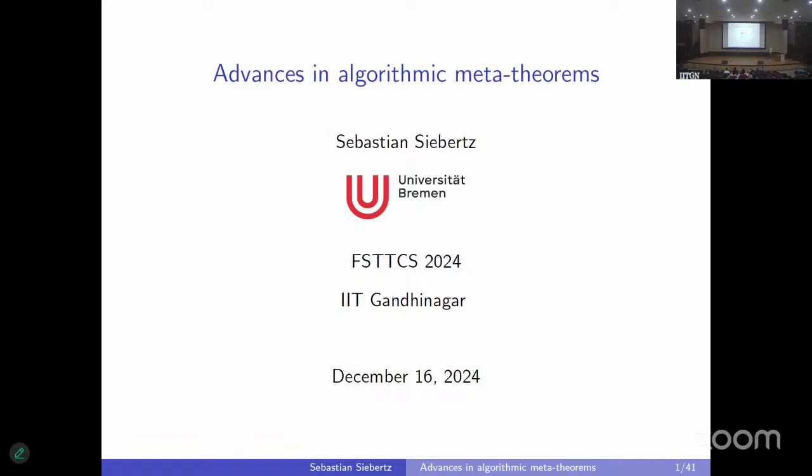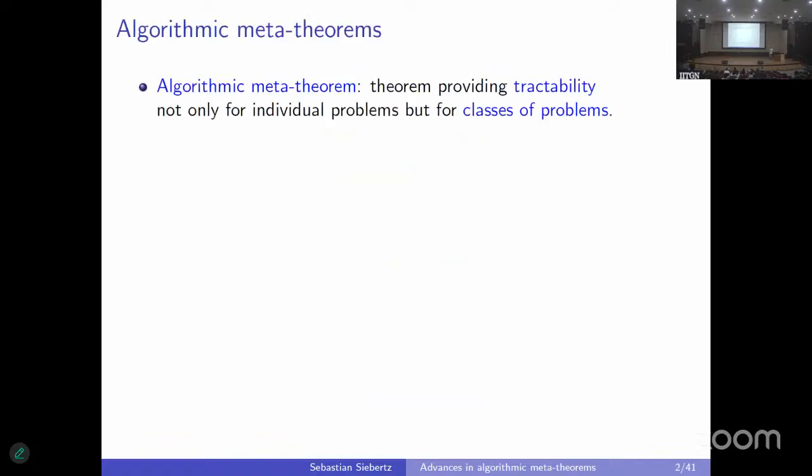Okay, so it's about advances in algorithmic meta theorems. What is a meta theorem? In algorithmics, we often look at long lists of problems. We have many problems like vertex cover, dominating set, Steiner tree, and so on. What we want with these meta theorems is to have a theorem explaining the tractability of a long list of problems at once. Not for one problem, but for whole classes of problems.